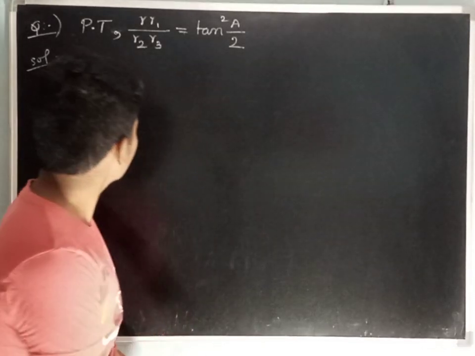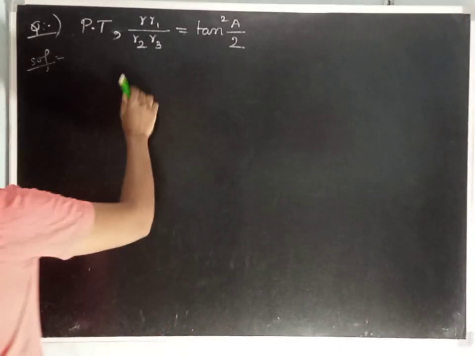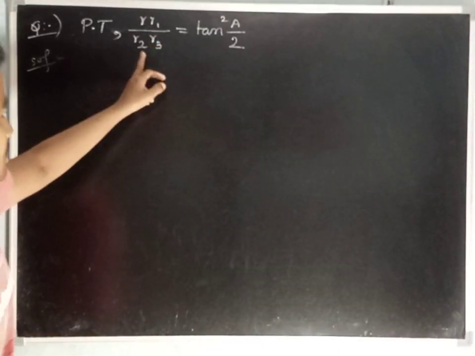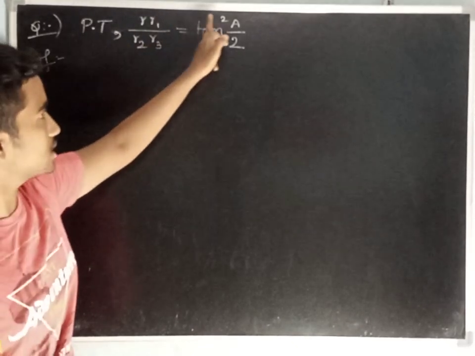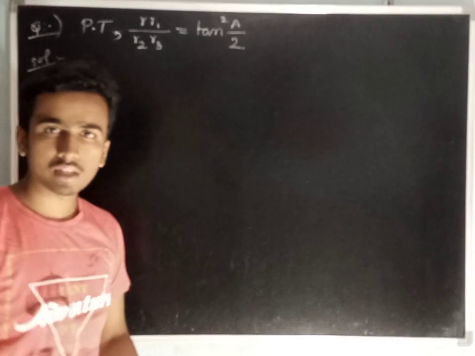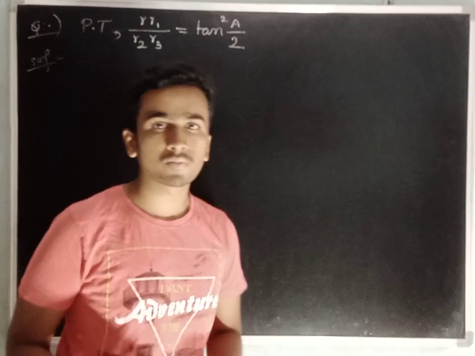In today's video we are going to discuss another question as given here. It is asking us to prove that r R1 by R2 R3 is equal to tan square A by 2.